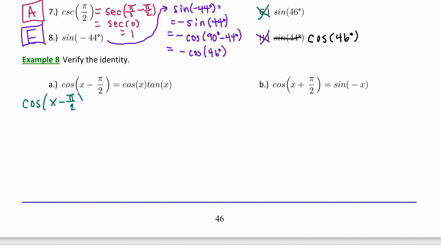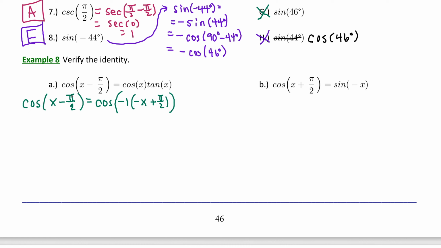I'm going to start with this side and show step by step that it can be transformed into the right side. Now, in all of our cofunction identities, the argument starts with pi over 2 minus something, and we have just the reverse of that in this argument. So what we can do is be really clever with our algebra here. I'm going to factor a negative 1 out of those two terms within the argument. So think of dividing x by negative 1. That would give you a negative x. Negative pi over 2 divided by negative 1 would give you plus pi over 2.